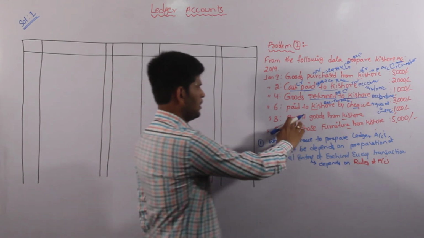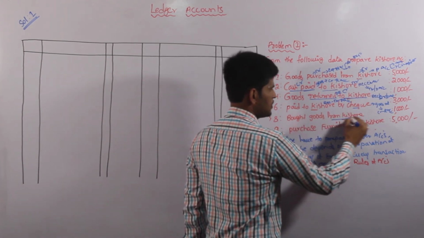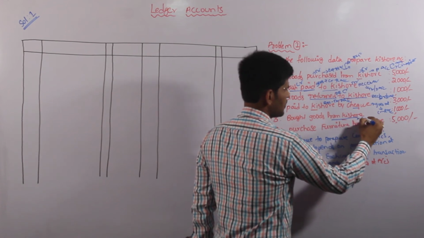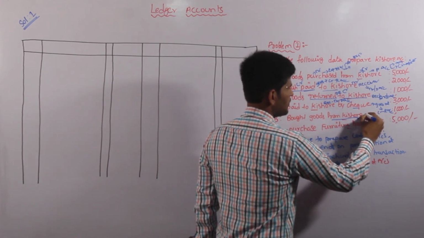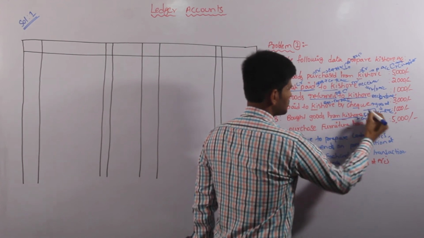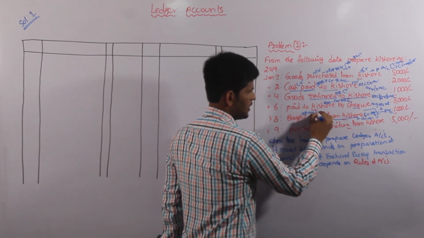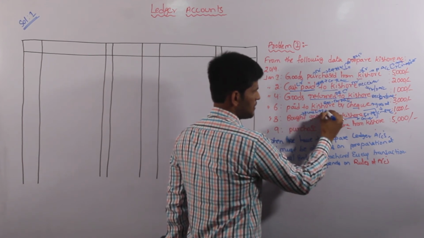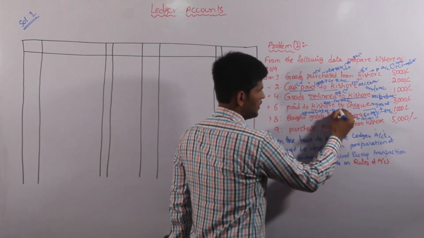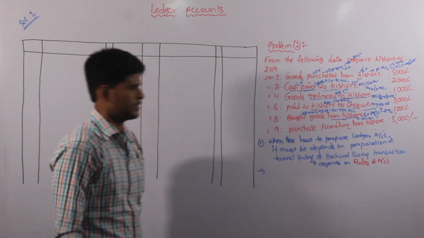Next one, bought goods from Kishore. From Kishore is nothing but he is the giver. Giver is there in credit side of personal account. And bought means purchase. Is it clear now? Purchase is nothing but expenses. Expenses are there in debit side of nominal account. And the same transaction is similar.